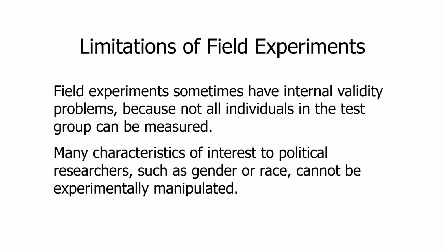Of course, field experiments and lab experiments do have limitations. Field experiments sometimes have internal validity problems because not all individuals in the test group can be measured. You know, it's a real practical difficulty. And in order for an experiment to be completely internally valid, those in the test and control group have to be measured. And of course, here's the biggest stumbling block for experiments of all kinds. There are many characteristics of interest to political researchers, like sex and race, that simply cannot be experimentally manipulated.